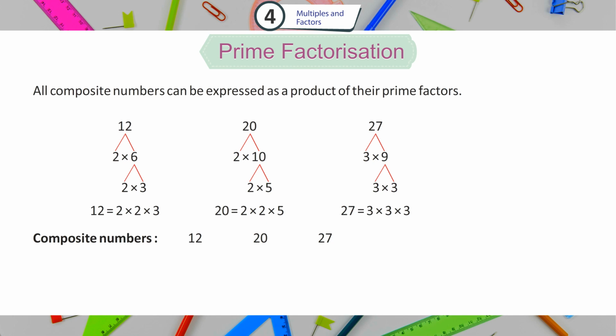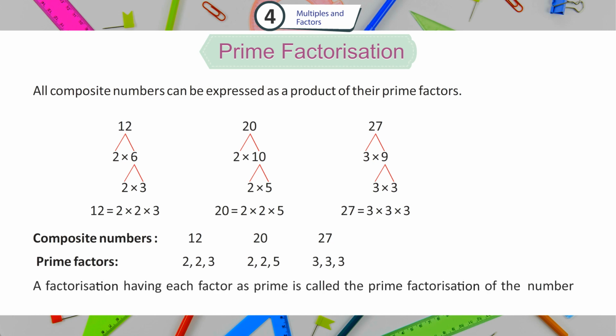Composite numbers 12, 20, 27. Prime factors: 2, 2, 3; 2, 2, 5; and 3, 3, 3. A factorization having each factor as prime is called the prime factorization of the number.